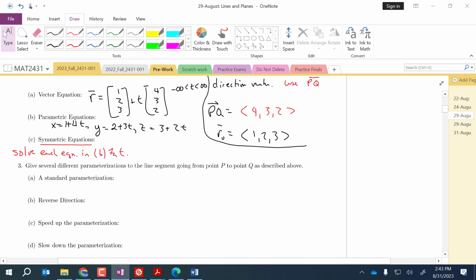So if I were to solve the first equation for t, I would have x minus 1 divided by 4. That would give me t, right? If I solve the second equation for t, that would give me y minus 2 divided by 3. But they're both equal to t, so they are equal to one another. The third one, for z, to solve for t, I would subtract 3 and then divide by 2. So I'd have that that's equal to z minus 3 divided by 2. And then the t is what each one of these is equal to.